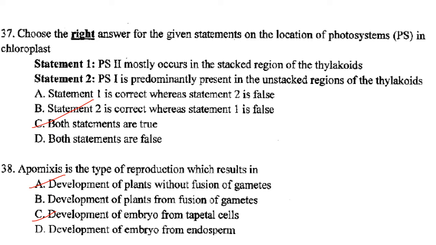Choose the right answer for the given statements on the location of photosystems in chloroplast. So statement 1. Pigment system 2 mostly occurs in the stacked region of thylakoids. That is correct. Pigment system 1 is predominantly present in unstacked regions of the thylakoids. That is also correct. So option A is statement 1 is correct whereas statement 2 is false. Statement 2 is correct whereas statement 1 is false. Both the statements are true. Answer is option C.